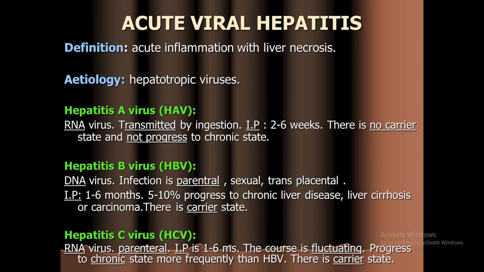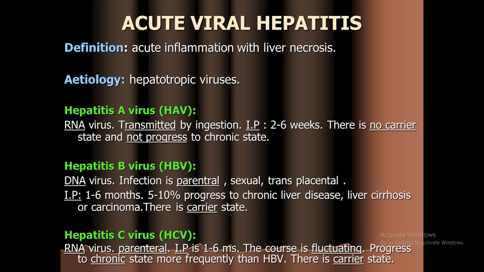No problem from hepatitis A. Let's move to hepatitis B. It is a DNA virus. The infection here is parenteral, I mean blood transfusion, blood contamination, or sexual, or from mother to her baby, transplacental during pregnancy. The incubation period here is very long, up to 6 months. It progresses to carrier state and chronic hepatitis, which we will discuss later. So it's a serious type of virus.